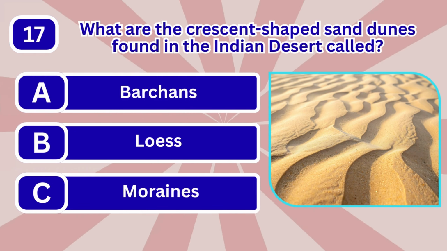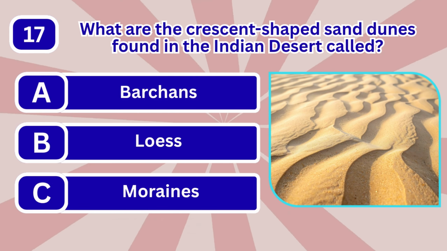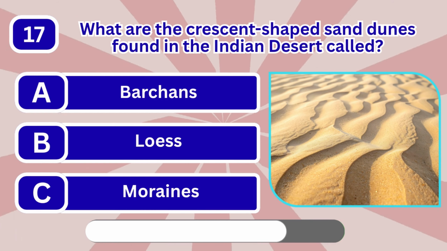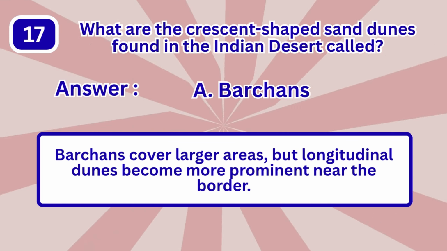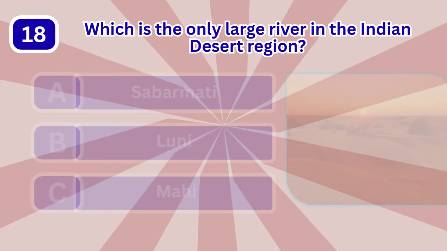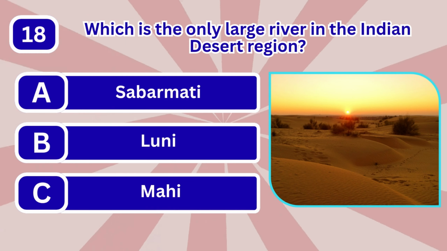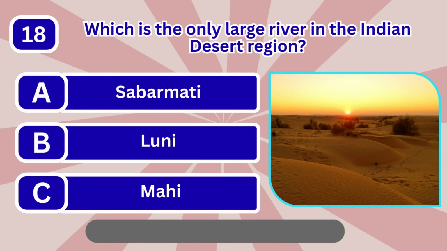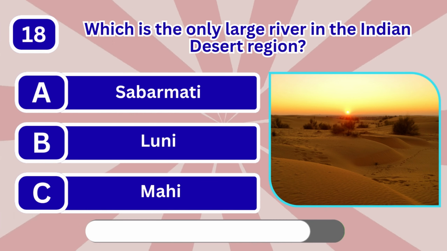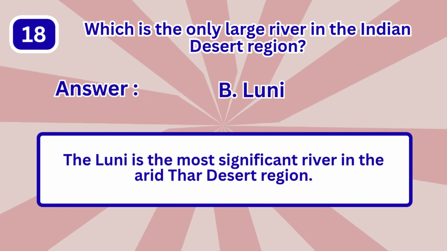What are the crescent-shaped sand dunes found in the Indian desert called? Barchans. Which is the only large river in the Indian desert region? B. Luni.